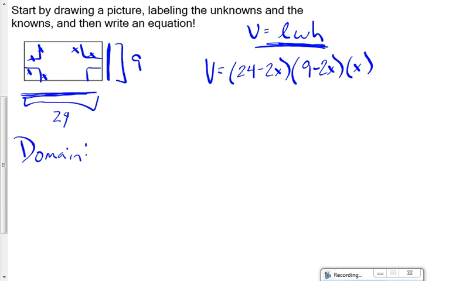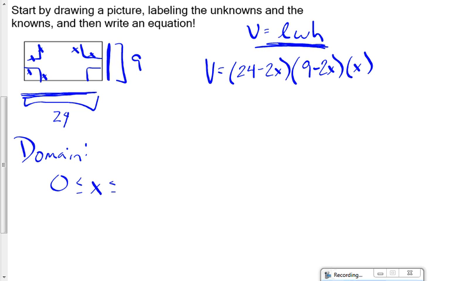What is the smallest acceptable value for x? 0. 0 is the smallest acceptable value for x. Could it, in theory, be 0? I know it's weird in a real life context, you wouldn't really be cutting a square out, but from a modeling standpoint, it could be. What would the volume be if x was 0? 0, because you wouldn't have that third dimension for the box, right? Okay. What's the biggest x could be?